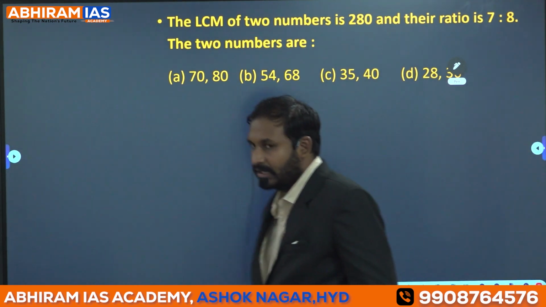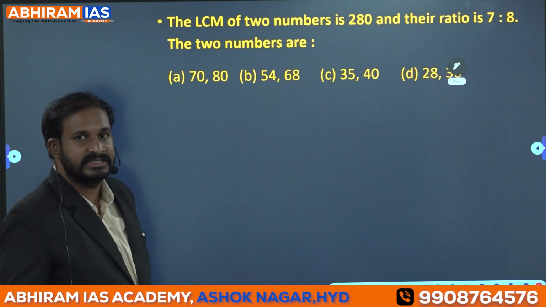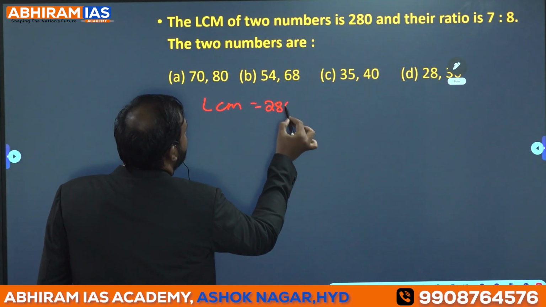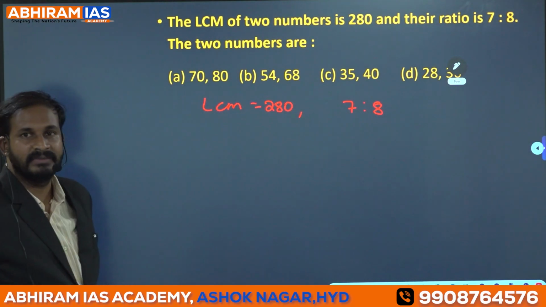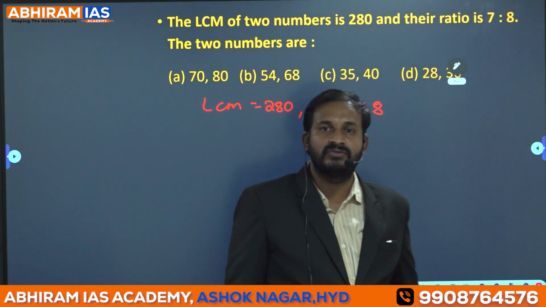The two numbers are... Okay. Now please see here. The LCM of the two numbers given is 280, and the ratio between them is 7:8. If two numbers are in the ratio of 7:8, now tell me what those two numbers are.